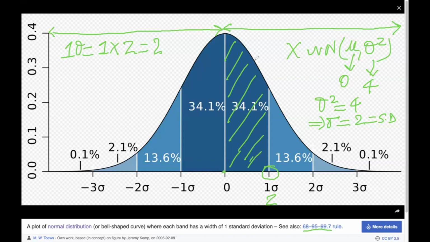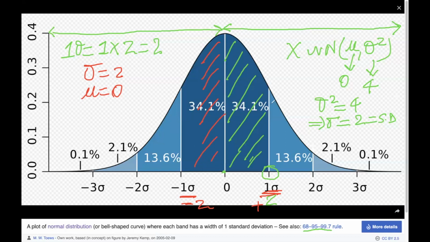So 34.1% of points lies in this region. In other words, if x is normally distributed with a mean of 0 and a variance of 4, so sigma is equal to 2 here, sigma is equal to 2 and my mean mu is equal to 0, then between -1 and this +1 standard deviation, my standard deviation is 2. So between this -2 and this +2, I will find 68.2% of my points.